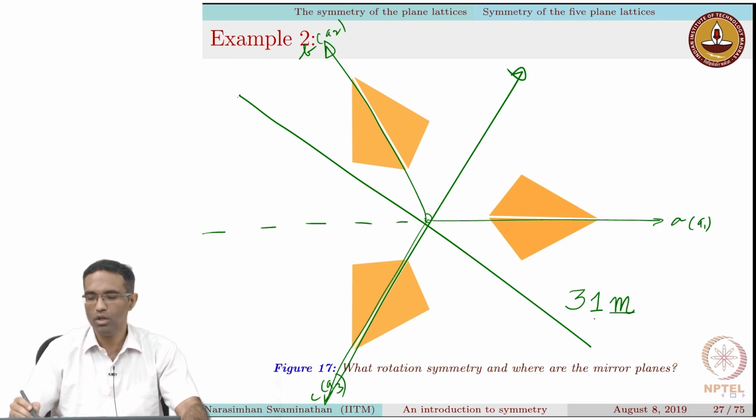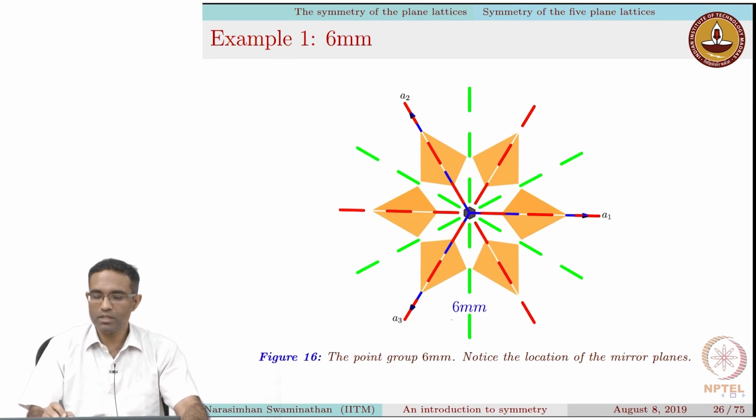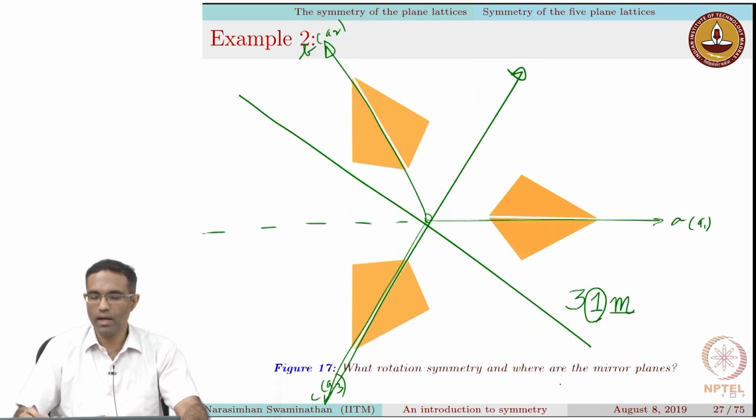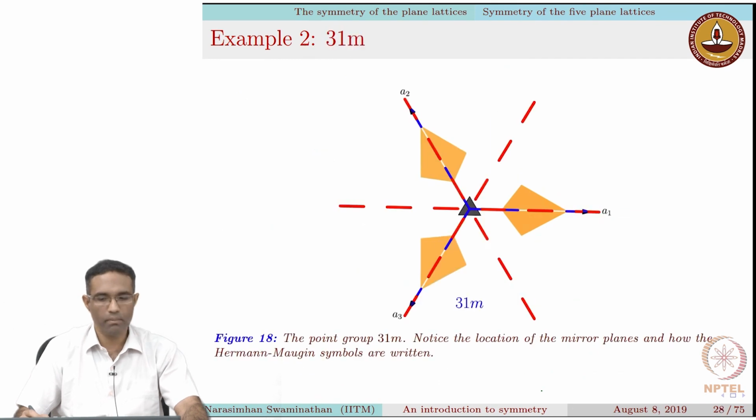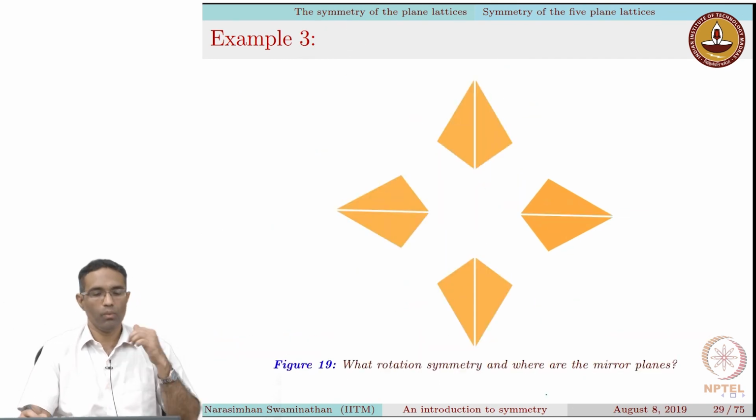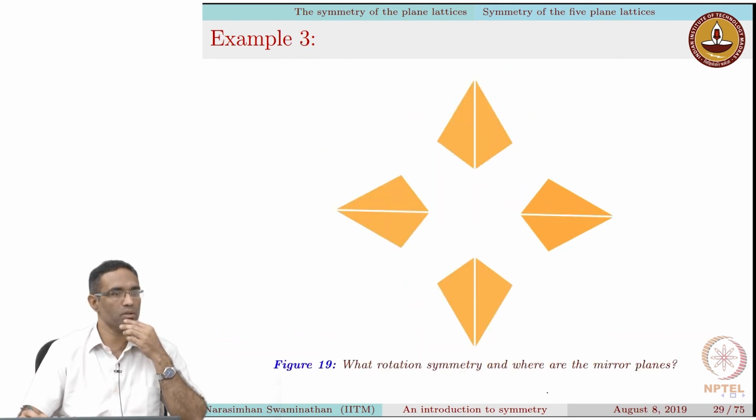This is what we saw. So when we put a 1 there, we say that there is no symmetry element associated with that slot. Basically there is no mirror associated with that slot. Previously we saw 6 mm and now we saw 3, 1m. Next, what about this particular pattern? What are the symmetry elements that you can identify when you look at this pattern?